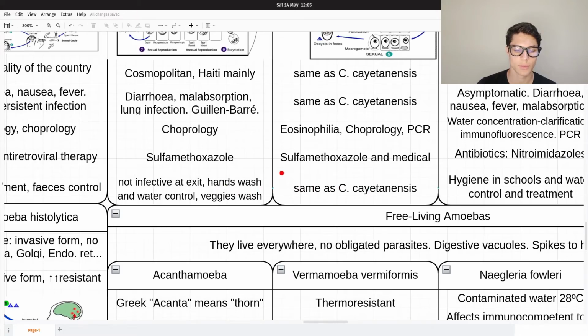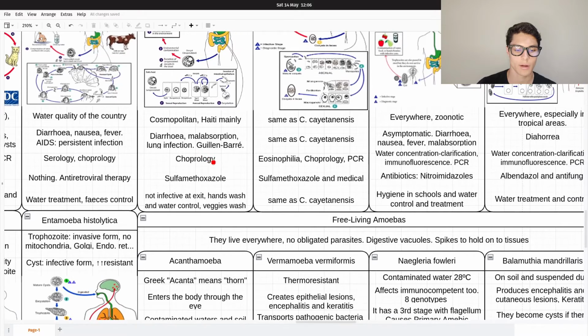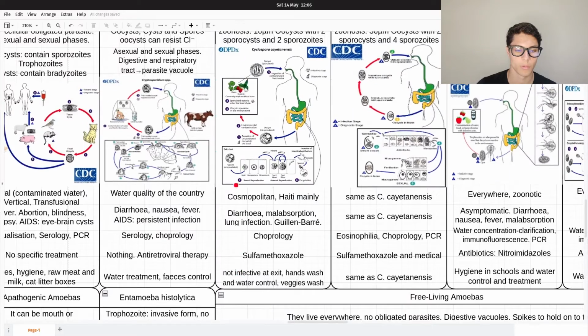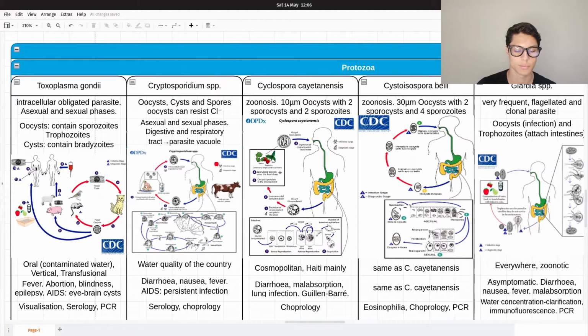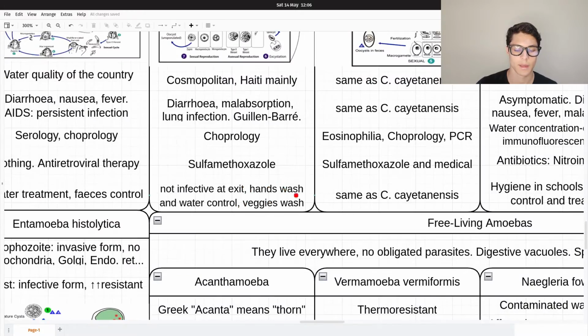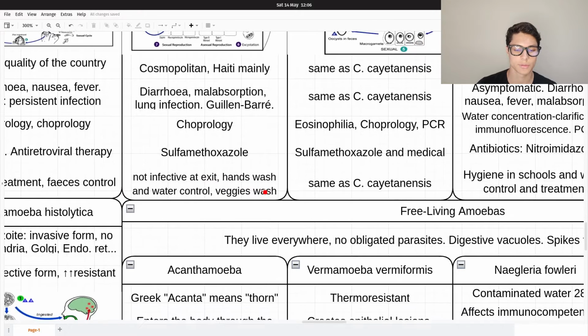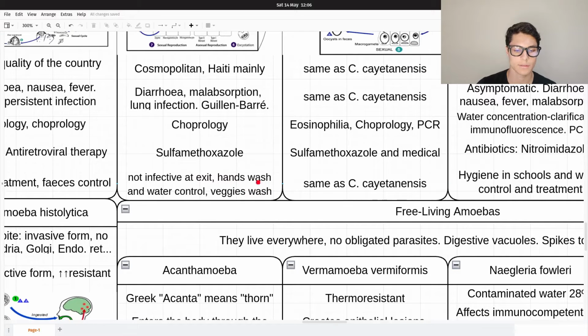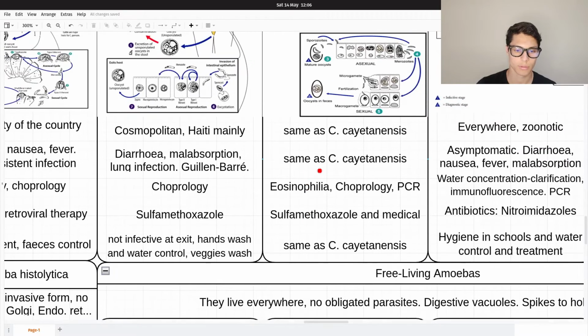These two are not infective at exit, whereas we talked that Cryptosporidium is infective at exit. And the prophylaxis includes also washing your hands and water control, and be careful with washing your veggies, control of the waters in general.